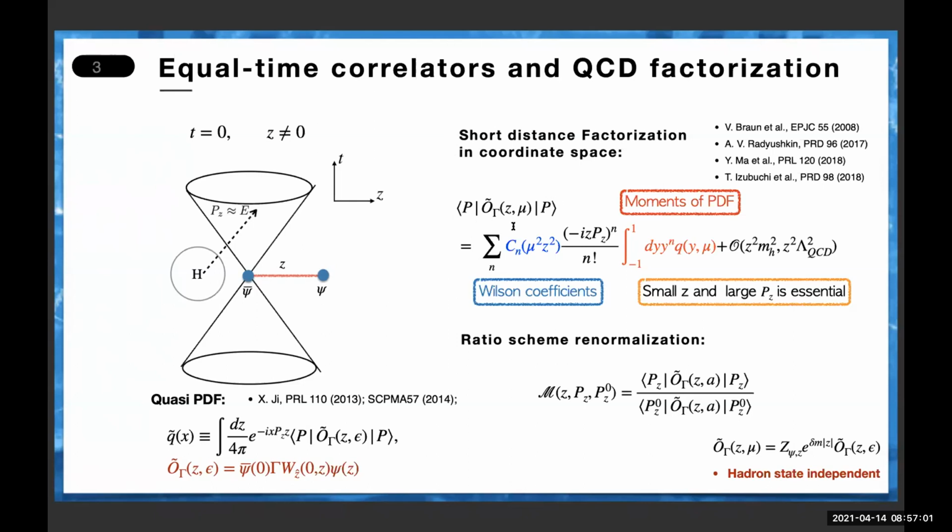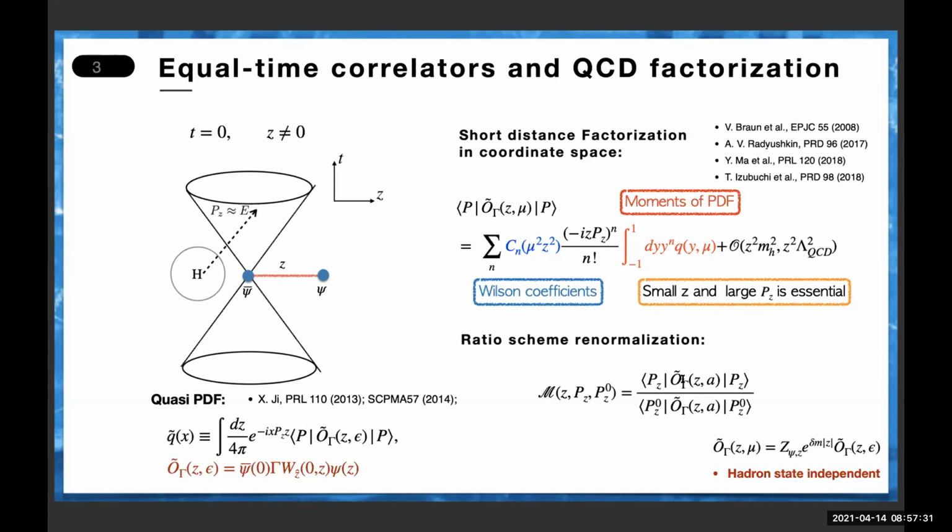In this way, the matrix element of the equal-time operator can be related to the moments of the PDF by the Wilson coefficients, which can be computed from perturbative theory. And of course, we have the power corrections proportional to z squared, therefore we are limited to short distance. And since the moments are suppressed by the factorial of n, we need a large PZ to get access to the higher moments of the PDF. Therefore, large PZ is essential for this methodology.